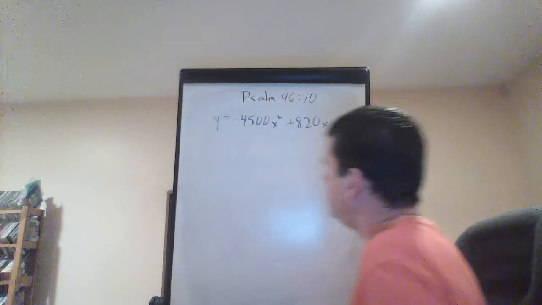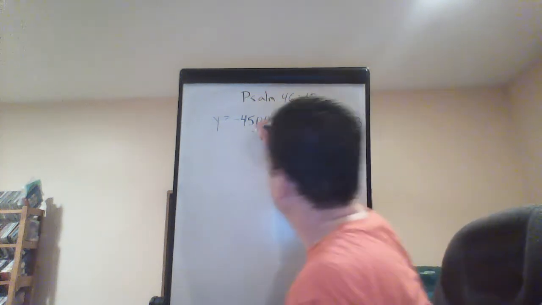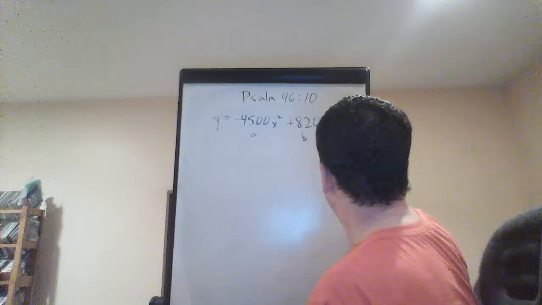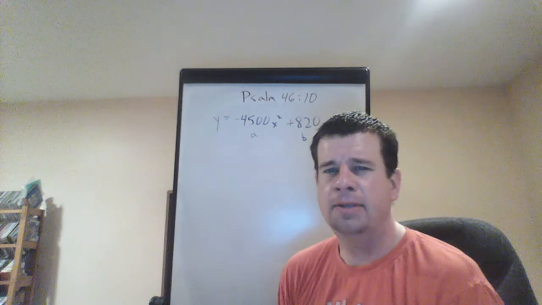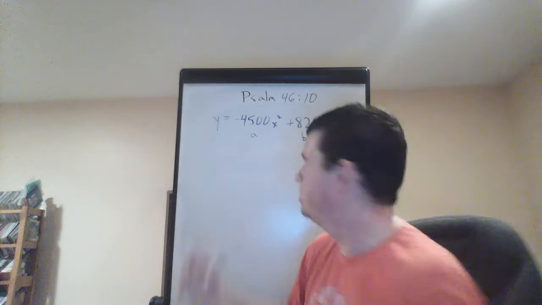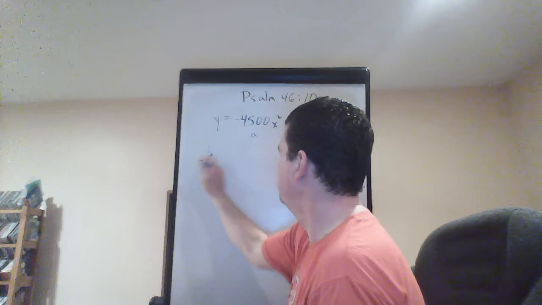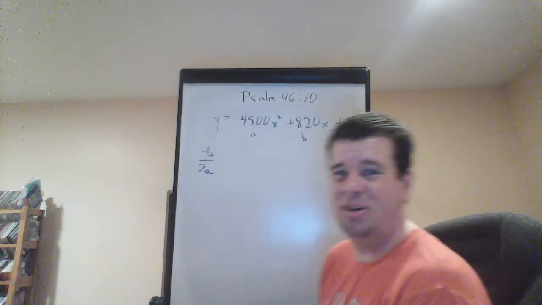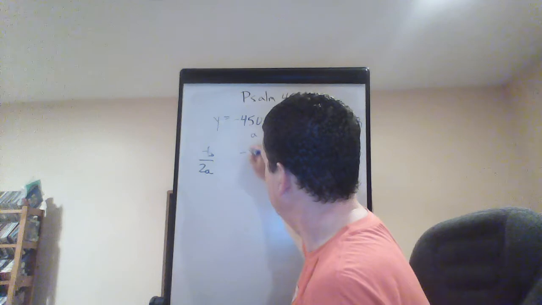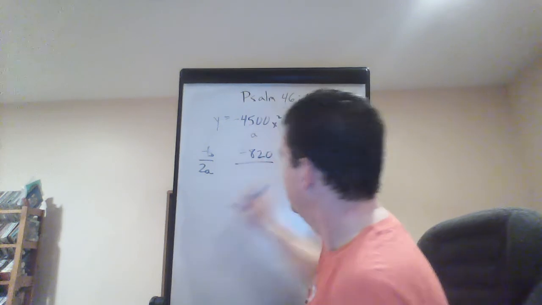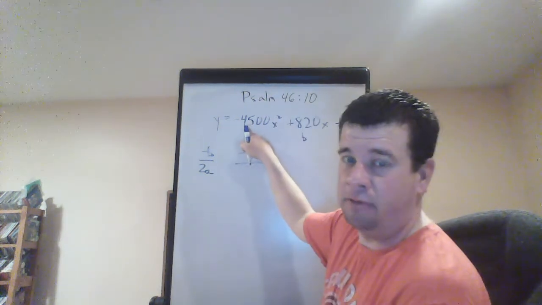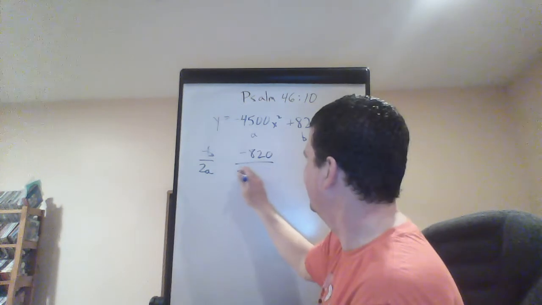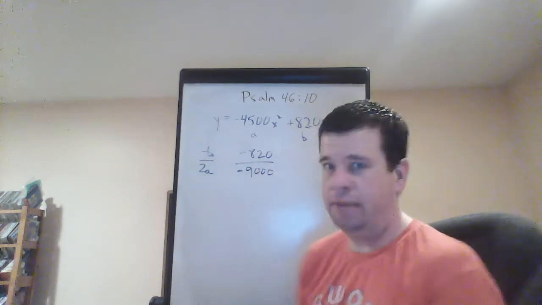So as we look at this, we've got our equation. Here's your a. A is negative 4,500, B is 820, and C is 43. We want to find first that axis of symmetry, so that's the opposite of B over 2A. If B is 820, the opposite of 820 is negative 820, and A is negative 4,500. So 2 times A, 2 times negative 4,500, is negative 9,000.